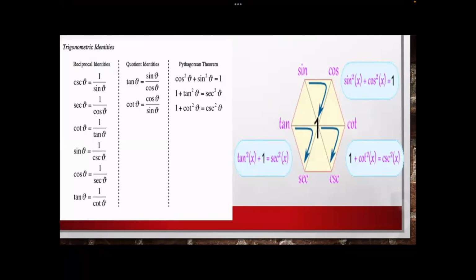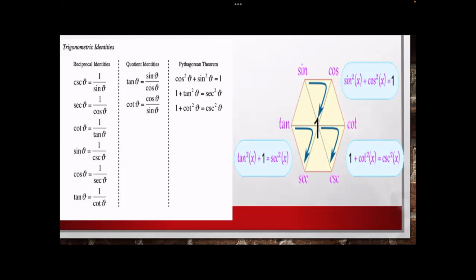So the first batch is the trigonometric identities. Paki-screenshot na lang po muna ito, or kung mabilis mag-share kayo dito. So gamitin natin siya. We have here the trigonometric identities.